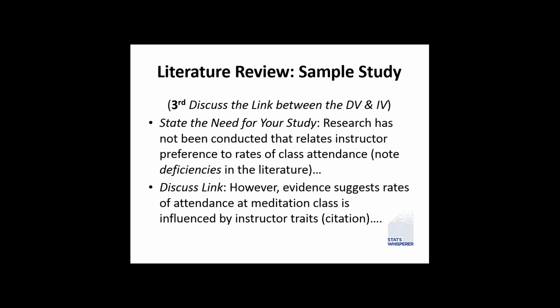Now, third, here's where we link up. So we're linking our dependent variable and our independent variable. First, we're stating the need for our study, so the deficiencies in the literature. Research has not been conducted that relates instructor preferences to the rate of class attendance. So that's compelling. We're saying, if this hasn't been done, we made the argument that it needs to be done, and then we say we're going to do it. So it's engaging.